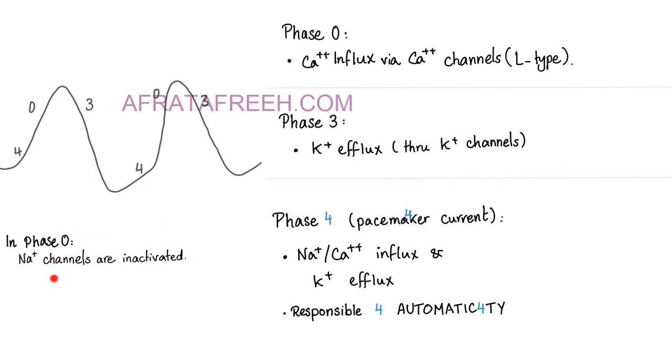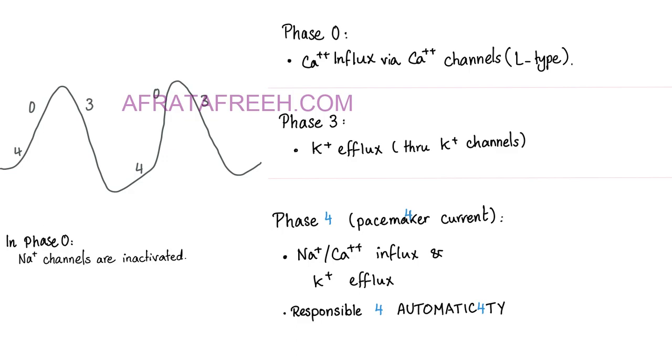So in phase 0, sodium channels are inactivated. You have only calcium channels, the L type. In phase 3, you have the potassium efflux through the potassium channel. In phase 4, this is the pacemaker current. You have the sodium-calcium influx and the potassium efflux, and this is responsible for automaticity.